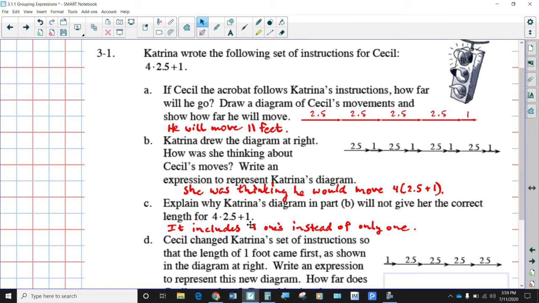Okay. So this expression contains 4 ones, but not this one. This one only contains 1. So see how this diagram fits with what she's got written there, because there's 4 of the 2.5s, but it's only supposed to be 1 one, not 4 of them.